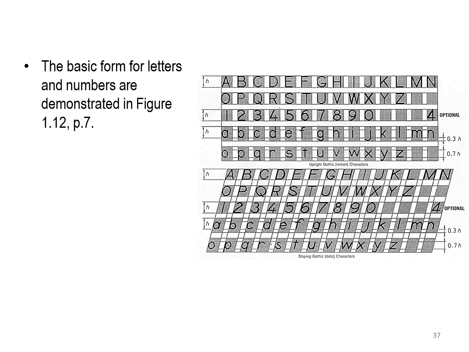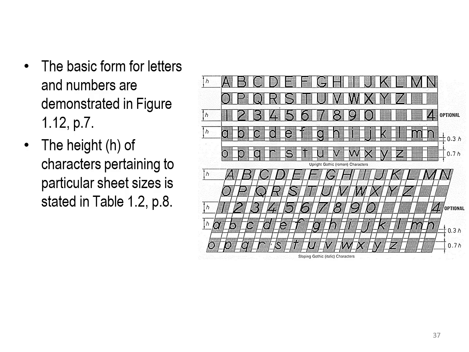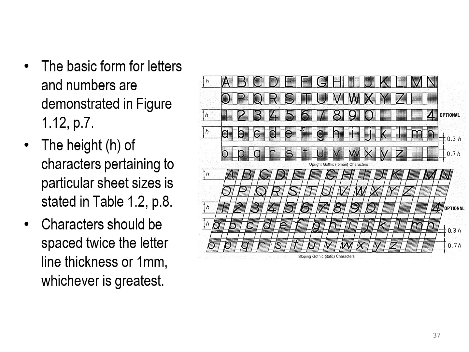So some of the basic forms of the letters and the numbers are demonstrated in figure 1.12. The height or size of the character pertaining to the particular sheet size is stated in table 1.2 on page 8. And also the characters should be spaced twice the line thickness or 1 millimeter, whichever is greatest.